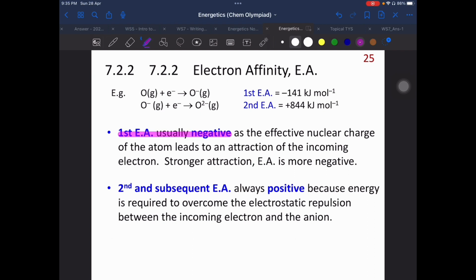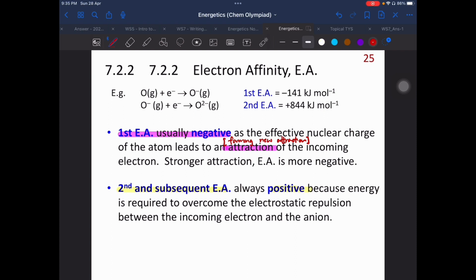Why? Because you are forming an attraction, right? So this is as good as saying that you are forming a new attraction, just like forming a bond. So formation of something that's new is always going to be exothermic, right? So I think this is quite standard. However, what gets a bit weird now is that the second and subsequent EA is almost always positive. Why is that the case?